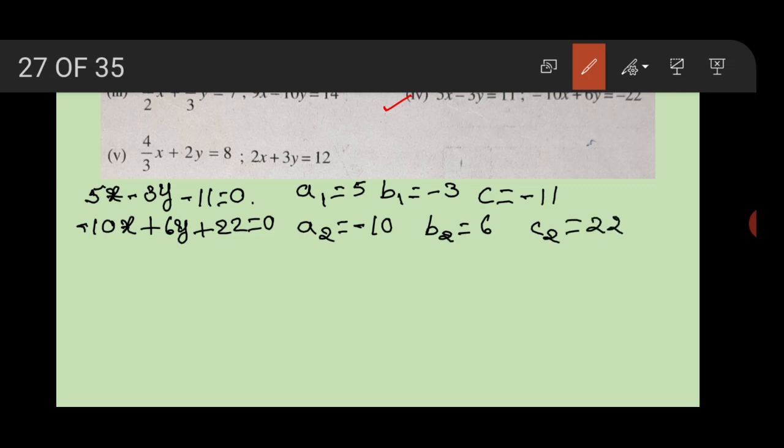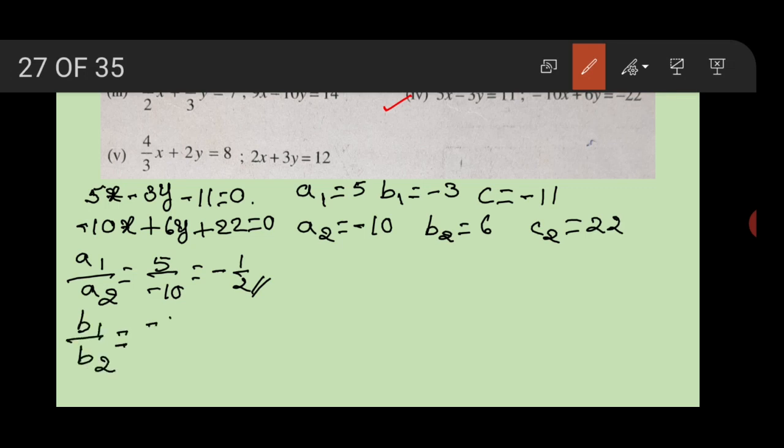So find the ratio a1 divided by a2. It is equal to 5 divided by minus 10. It's equal to minus 1 divided by 2, right? 5 ones are 5, 5 twos are 10, so it is minus 1 by 2. Now let us find the ratio b1 by b2. It is equal to minus 3 divided by 6. 3 ones are 3, 3 twos are 6, so minus 1 by 2.